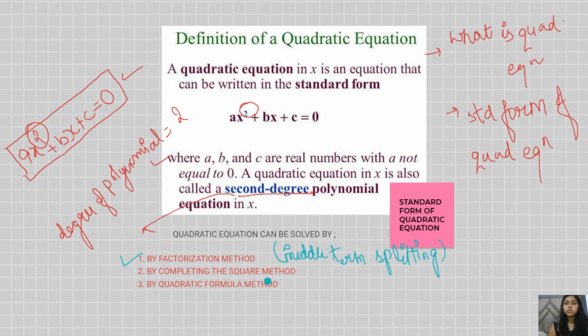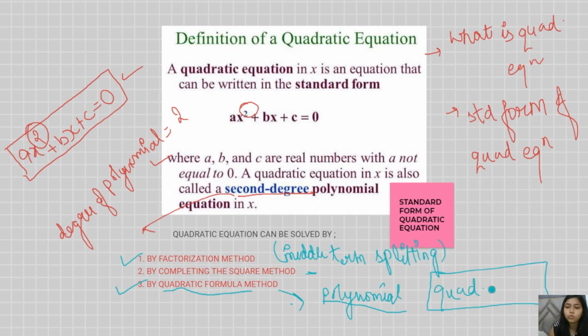Then there is a new method, that is the completing the square method. This is something very new. And there is another method, that is the quadratic formula method. If you remember, in polynomials I told you about this formula, that you are going to learn in chapter number 4. So this is that quadratic formula only. There is a particular formula for the quadratic equation. You just have to use that formula, and hence you will get your roots, zeros, and you will be able to solve the questions, right?